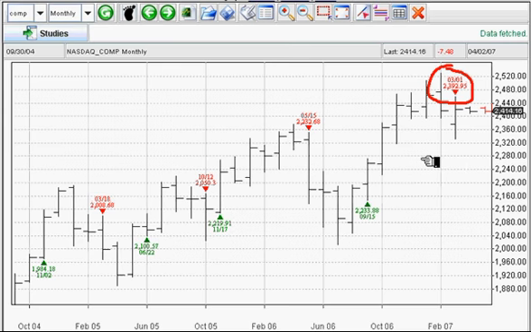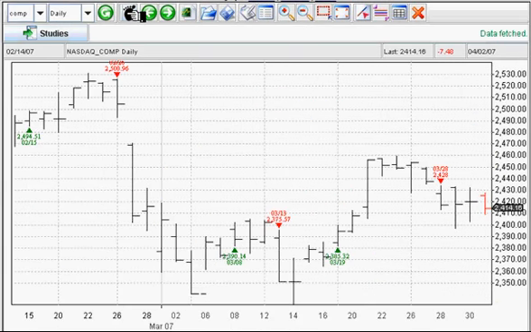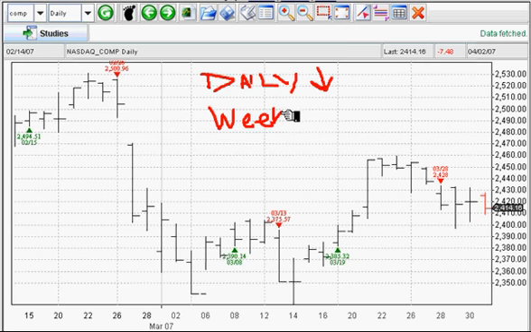But let's go back to the dailies again, and let me just take this off here, and we're going to go back to the daily chart. And here's the daily chart. So we've already established that we have the daily trend is down. The weekly trend is down. And the monthly trend is down. This is all for the NASDAQ.